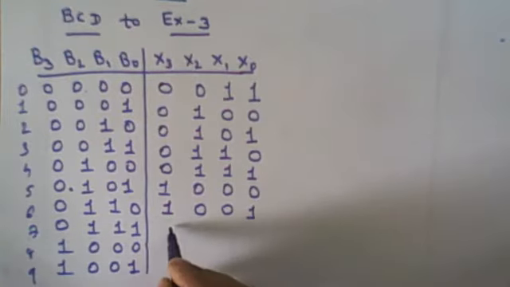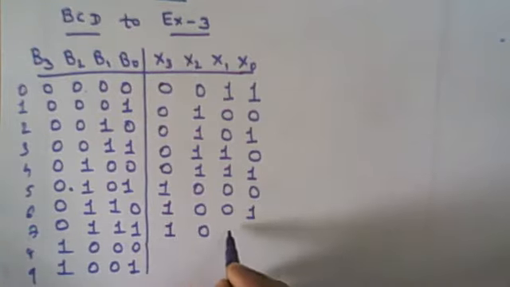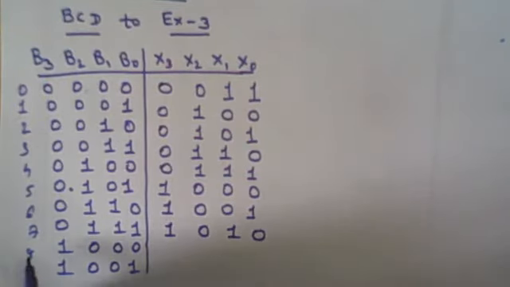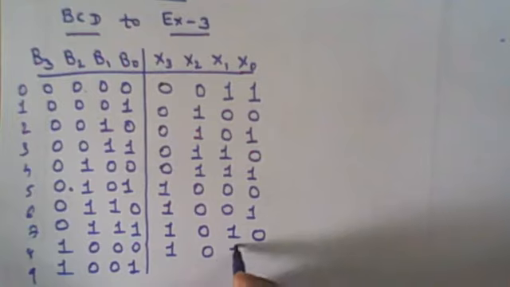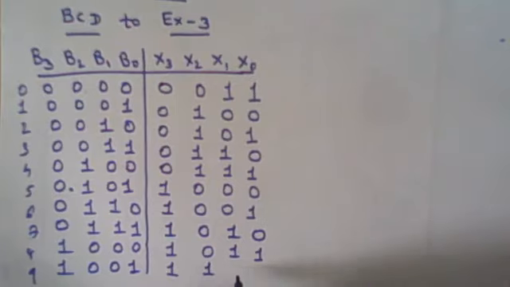And 7 plus 3 is 10, which in binary is 1010. 8 plus 3 is 11, which in binary is 1011, and 9 plus 3 is equal to 12, which in binary is 1100. So this is the truth table of the BCD to Excess-3 code converter.